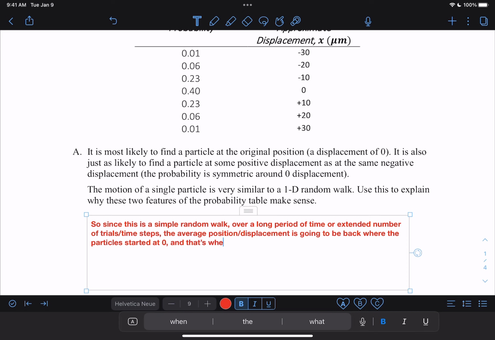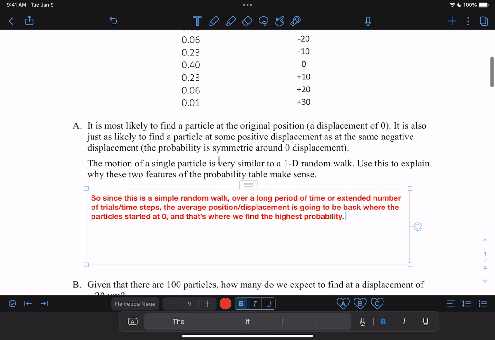And that's where we find the highest probability. That's why you see here at 0, it's 0.4 compared to the others. So because they, oh, am I frozen? Hold up. All right, let me go back to that real quick. There we go. Is that better now? Can you guys see that?